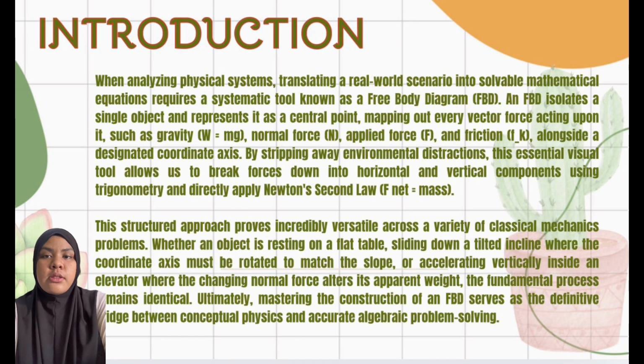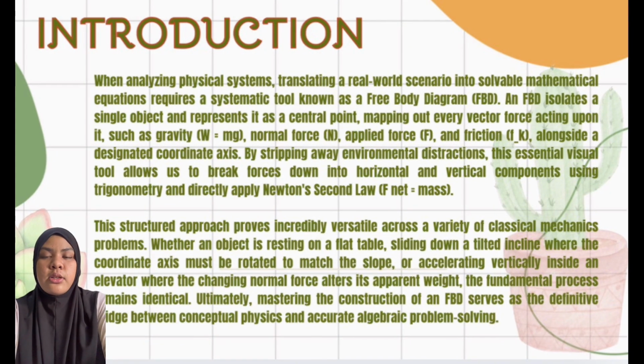By removing background distractions, this diagram helps us break forces into horizontal and vertical components using trigonometry. Once that is done, we can directly apply Newton's second law, F equals ma. This method works for many classical mechanics problems. The process is exactly the same whether an object is resting on a flat table, sliding down a tilted incline, or accelerating inside an elevator. Ultimately, mastering the FBD is a bridge from physics concepts to accurate mathematical solutions.